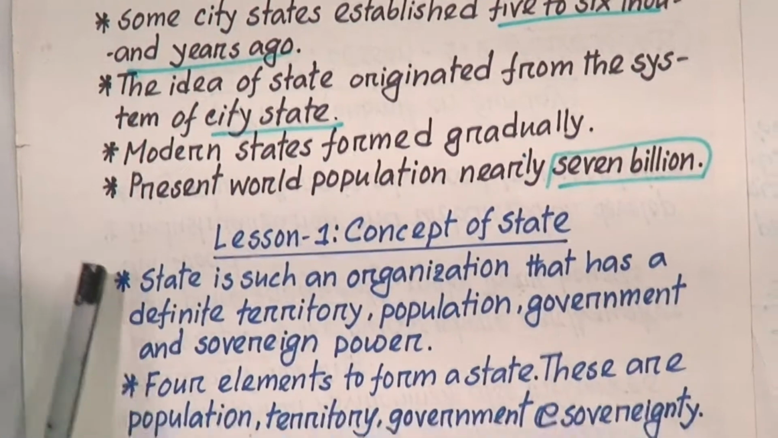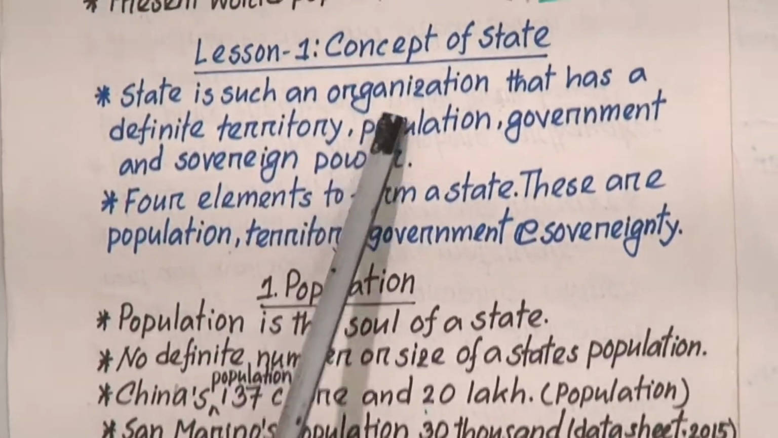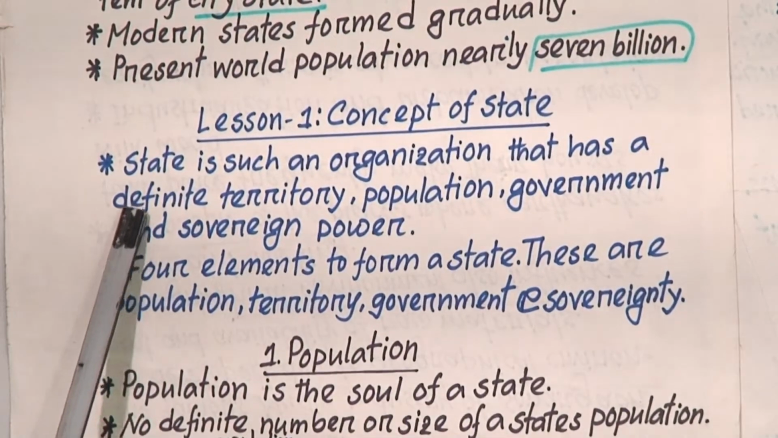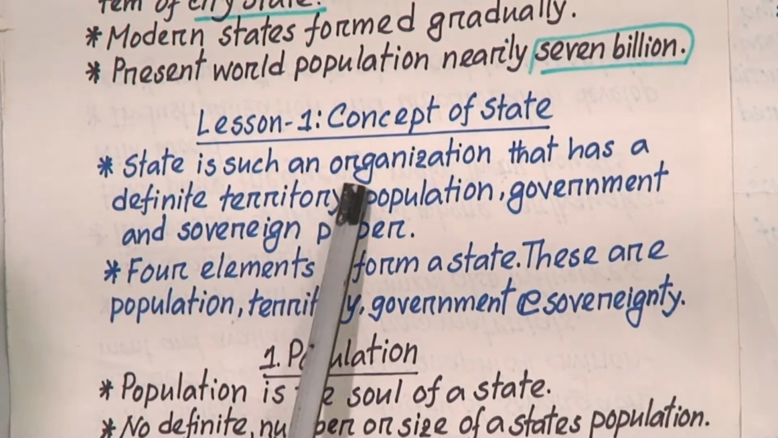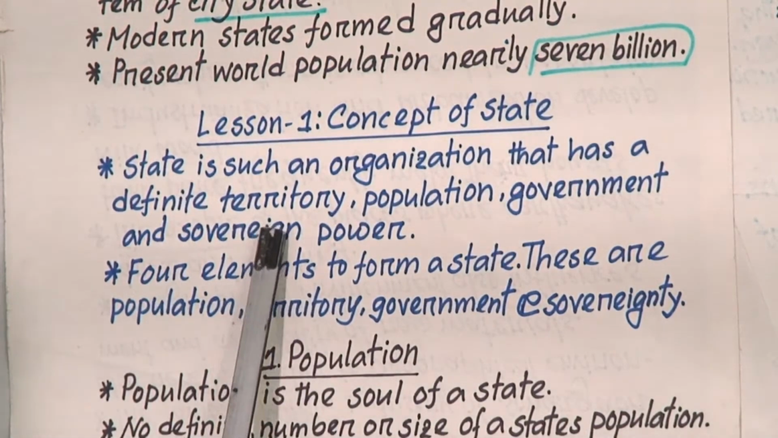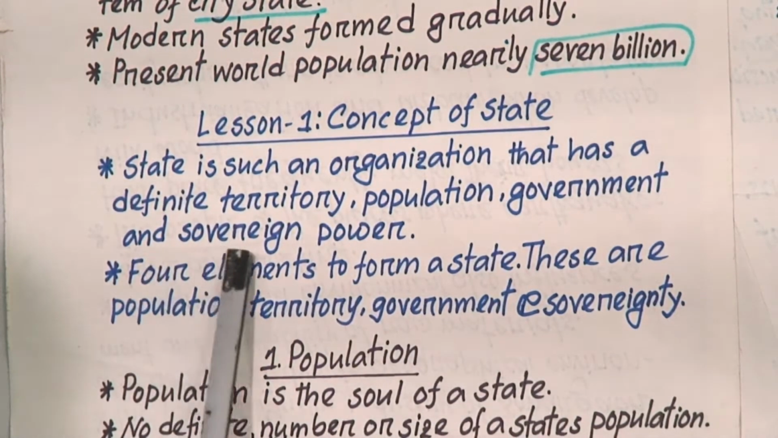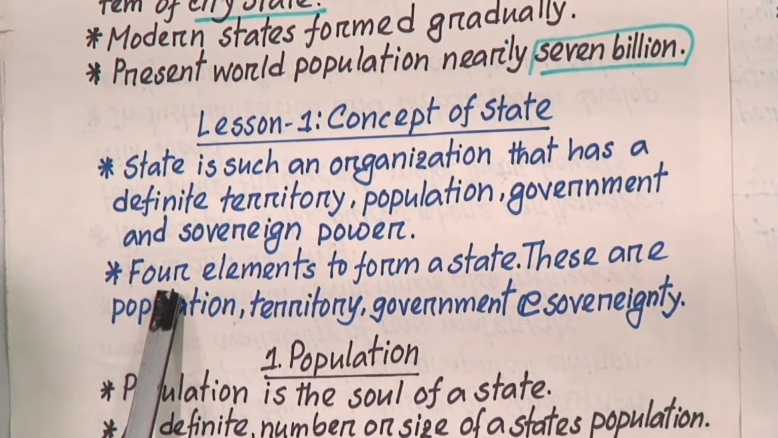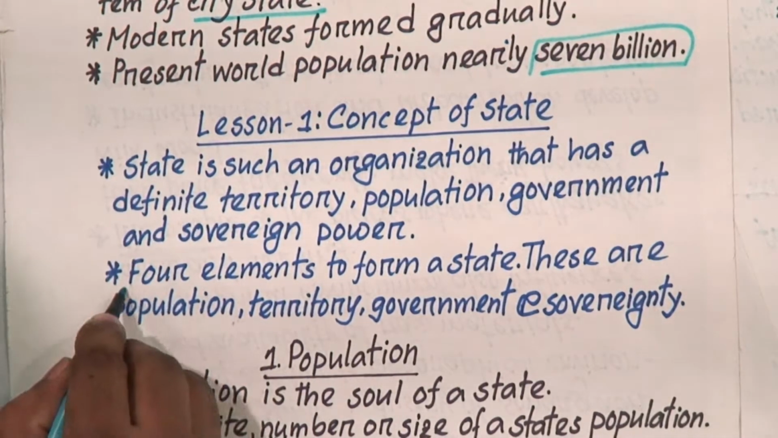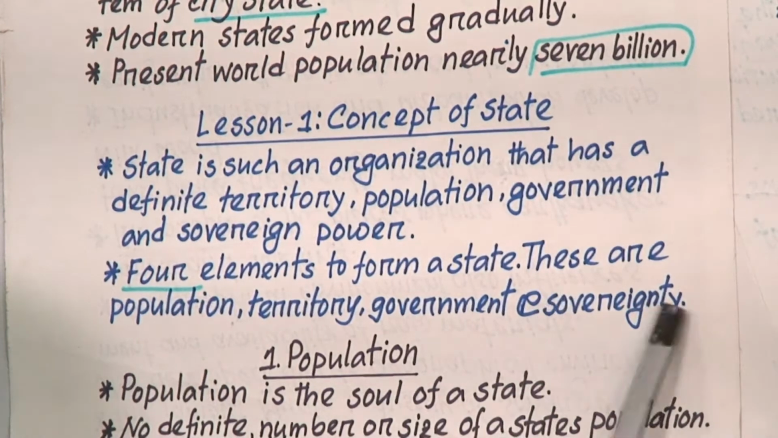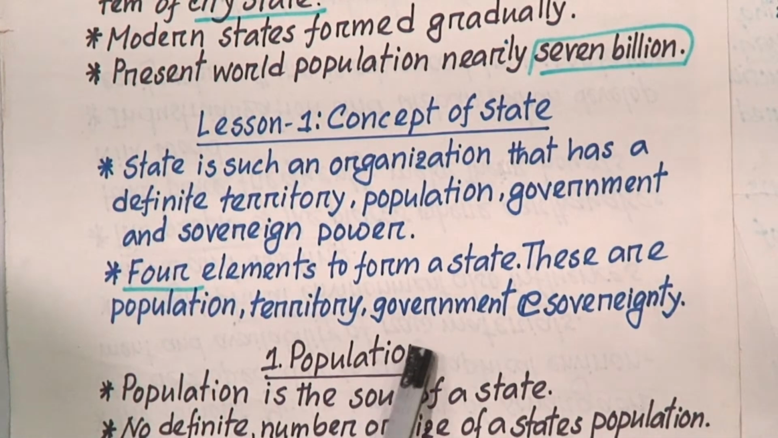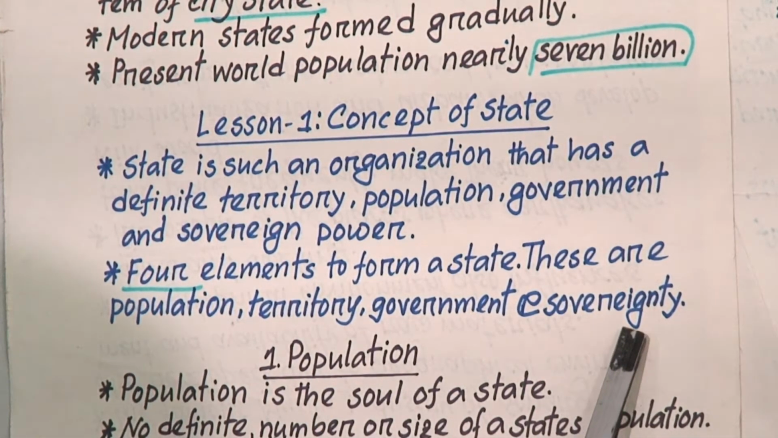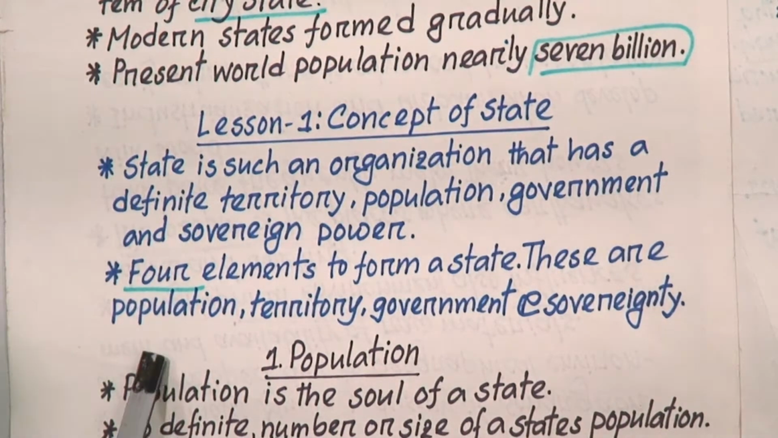This is important. So lesson 1, concept of a state. This is the definition of the state. A state is an organization that has a definite territory, population, government, and sovereign power. So there are 4 elements to form a state. This is very important. These are population, territory, government, and sovereignty.